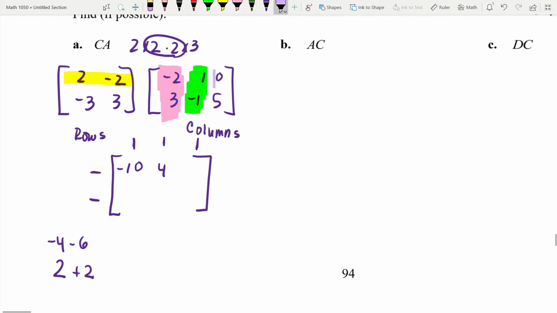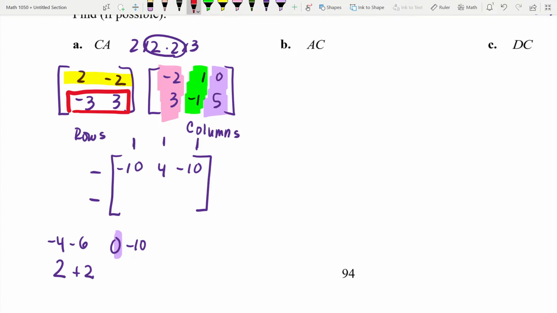Now I change columns again. So the 2 goes to the 0, and the negative 2 goes to the 5. So 2 times 0 is a 0. Negative 2 times 5 is a negative 10. 0 minus 10 is a negative 10. Now I'm out of columns. As soon as I'm out of columns, then I change rows. So I'm talking about this row right here, and then I go back to the first column. Okay, so look right here.